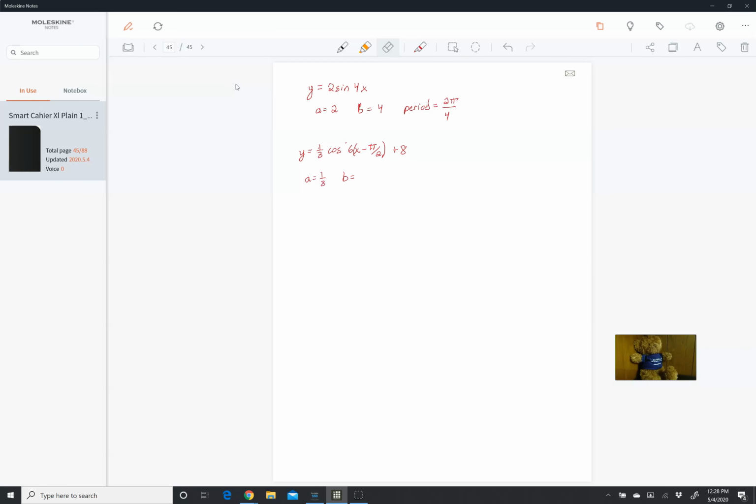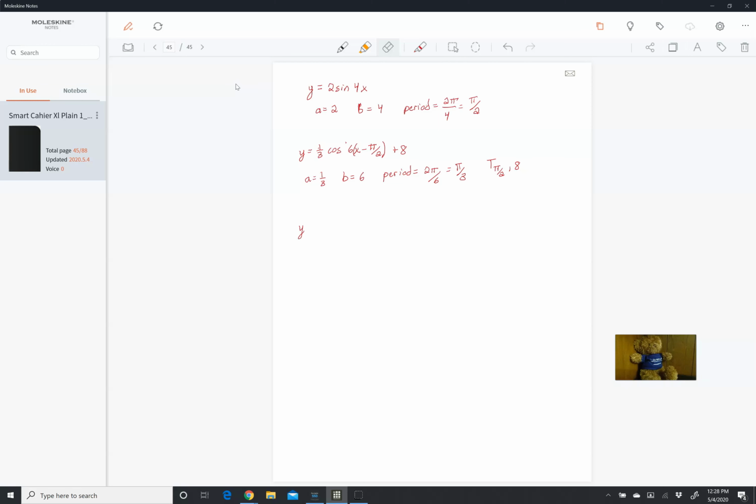Our frequency is 6. You should always simplify. Your period is 2 pi over 6, or pi over 3. This is telling you the length of the wave. From beginning to end, it's pi over 3. And then your translation, well, you're going pi over 2 to the right, and you're going 8 up.